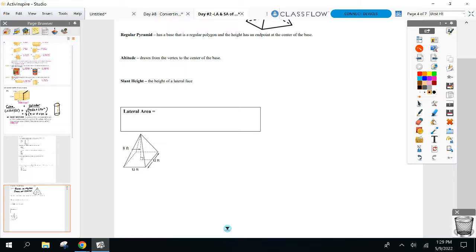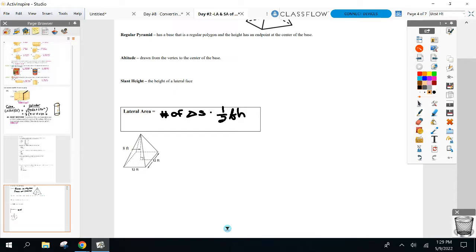Let's talk lateral area. What's the definition of lateral area again? Everything but the bases. So take the base off. What figures are left? The number of triangles left, times the area for one of them. How many times have we used this formula? 1/2 base times height. That's how I'm going to find the lateral area of every pyramid.